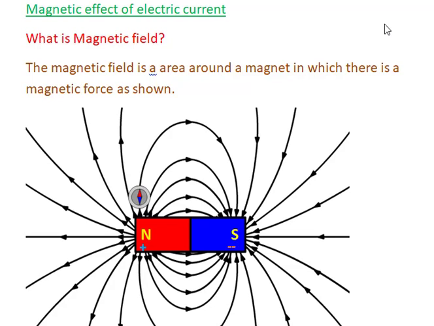Dear students, today we discuss the magnetic effect of electric current. What is a magnetic field? It is an area around a magnet in which there is a magnetic force. It is the magnetic lines of force. It is called the magnetic field.